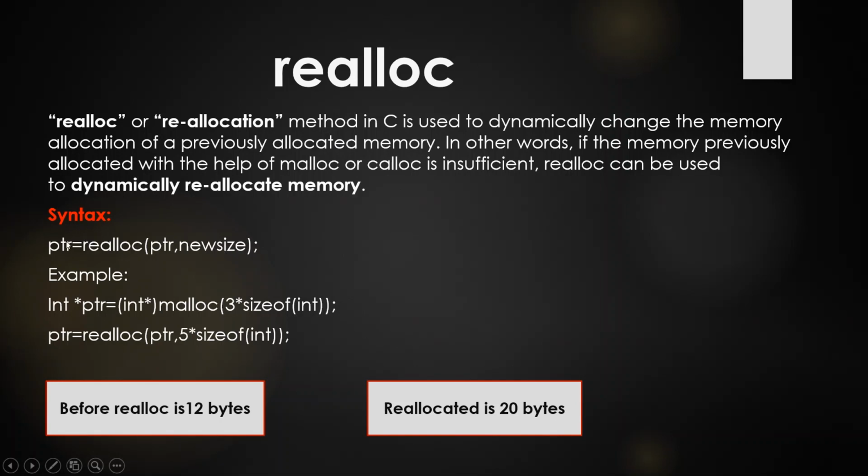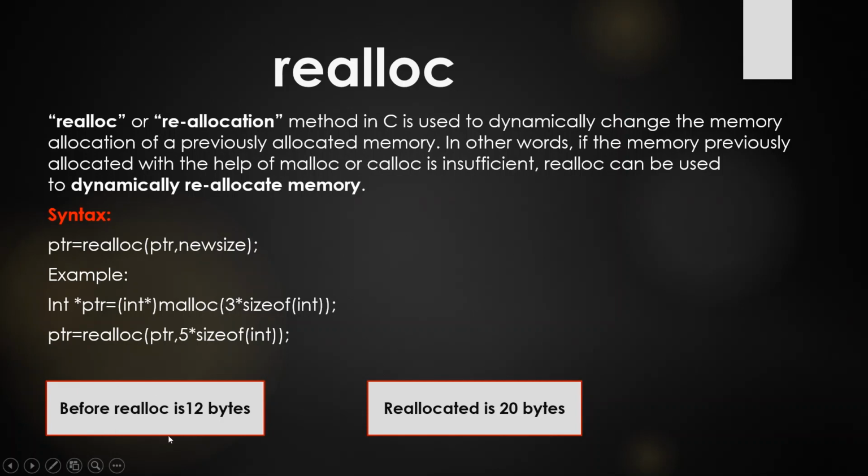See, I'm taking the syntax here: pointer equals realloc, pointer, new size. If you have to give a new size, you can take this as an example. I'm taking an int pointer. First, I'm using malloc, dynamically allocating memory: 3 into 4 bytes, 12 bytes of memory. And at runtime, if you feel this 12 bytes of memory is not sufficient, then you can use realloc. I'm using the same pointer here: realloc of ptr comma 5 into size of int. It means 5 into 4, 20 bytes of new memory, a single block of memory is created.